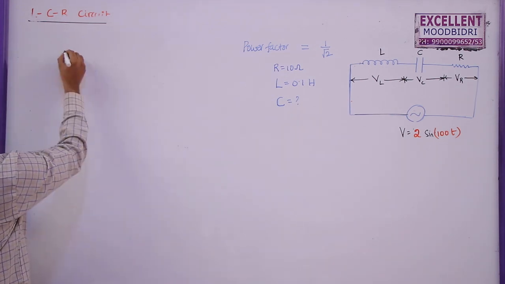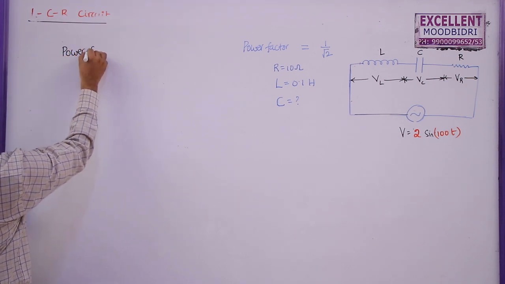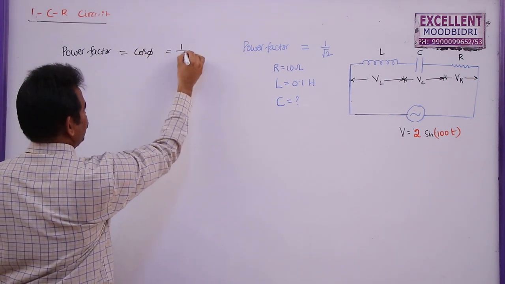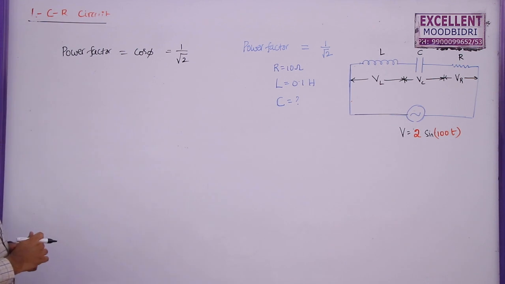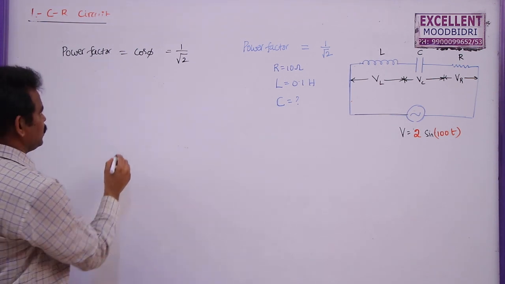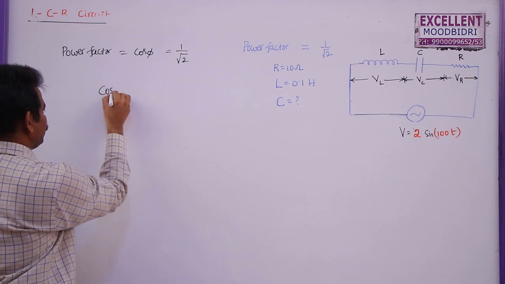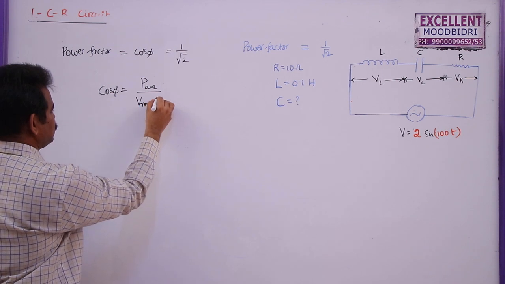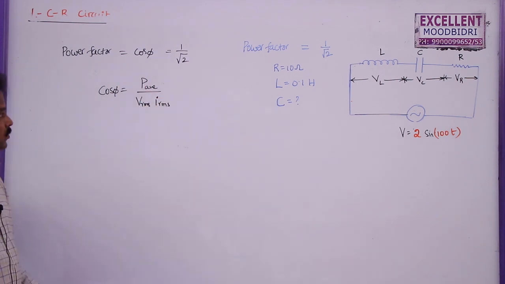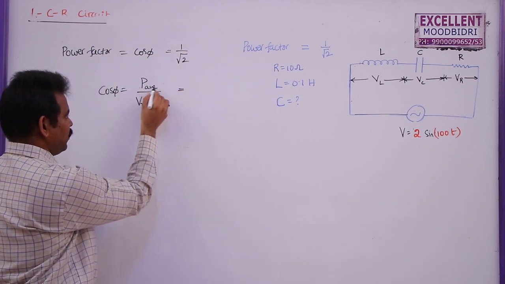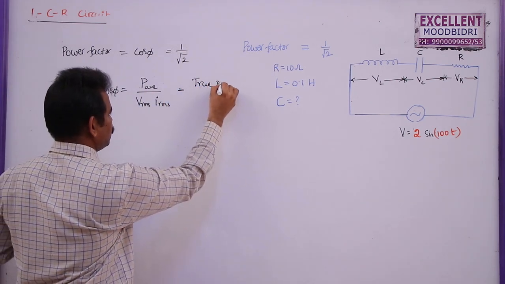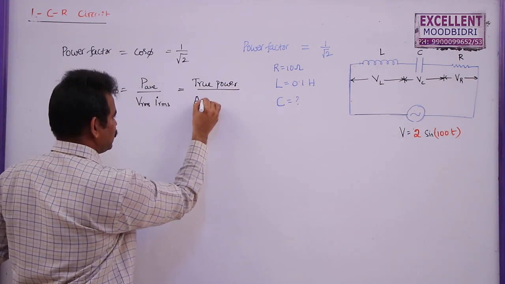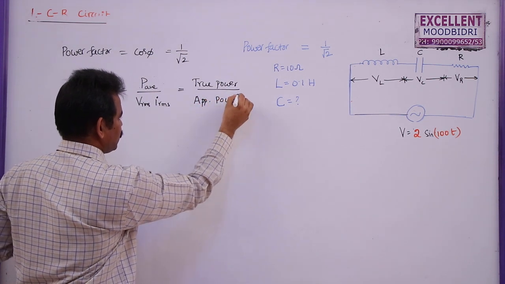What is the capacitance of this capacitor? Now, as the power factor is given, we know the power factor is nothing but cos phi, which is given by 1 by root 2. So from basic points, we know that cos phi is the average power consumed by Vrms into Irms. So this can also be written as the average power consumed, or true power consumed, by, as these are apparent or virtual values, apparent power here.